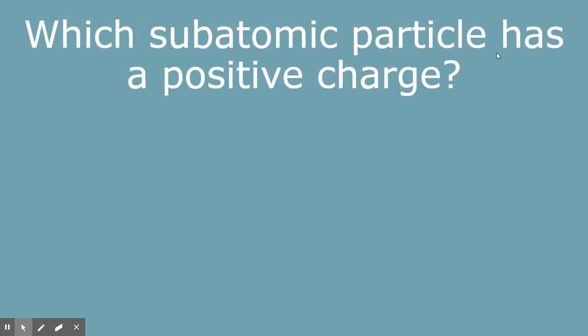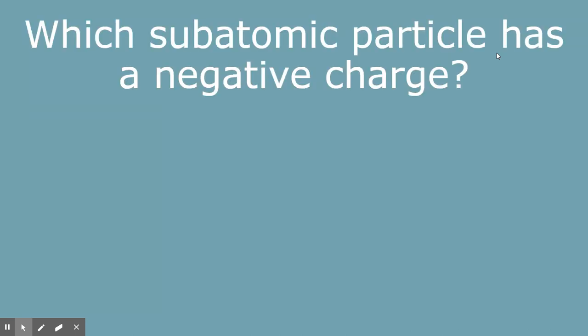Which subatomic particle has a positive charge? The proton. Which subatomic particle has a negative charge? A lot of students get confused because they say P, proton, P, positive, and then they say negative, and they automatically say that it's a neutron. But remember, it is the electron that is negative.